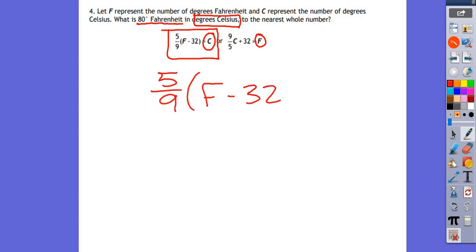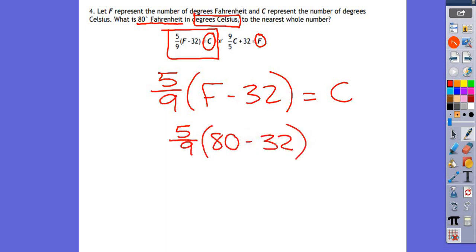You're writing this down because you're going to have some like this for homework. And I have a piece of information to plug in that they gave me. They gave me the Fahrenheit. And what was the Fahrenheit? 80. So where am I plugging the 80 in for? For the F. So 5/9, 80 minus 32. Now I can solve with order of operations. What should I do first?